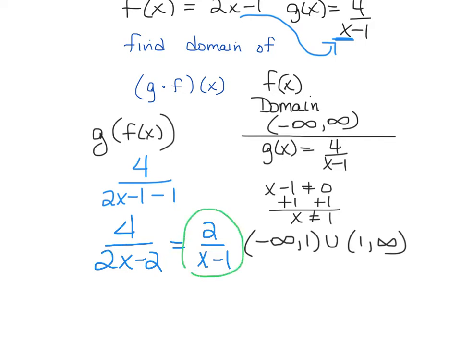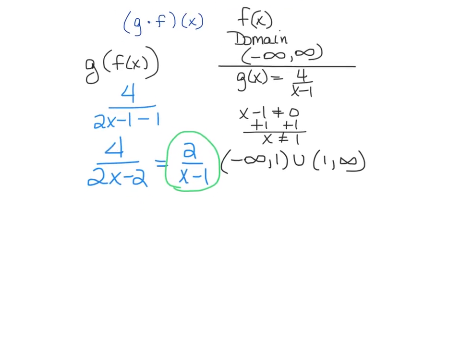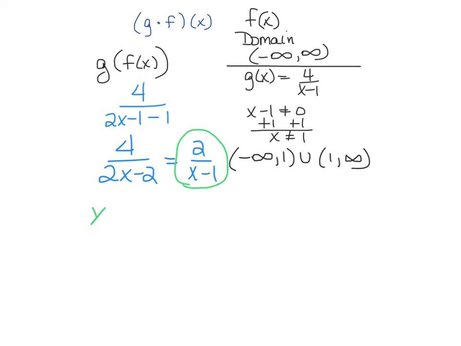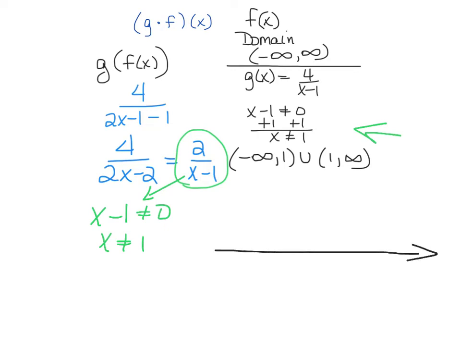Now, in addition to intersecting the domain of f of x and g of x, I also have to make sure that nothing else needs to be excluded from this one. But notice it's going to be the same exclusions as my g of x function. Everybody with me on that? So if I set x minus 1 again not equal to 0, I get the same thing that I got right here. So when I go to intersect the three domains, my f of x function, remember, was all real numbers.